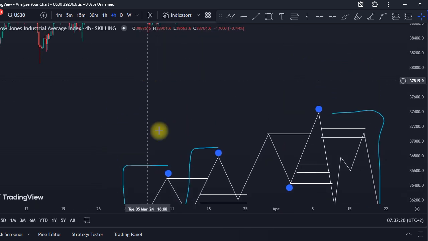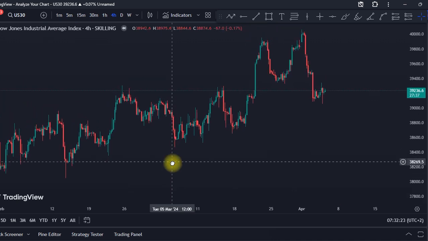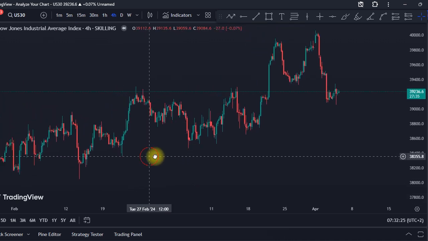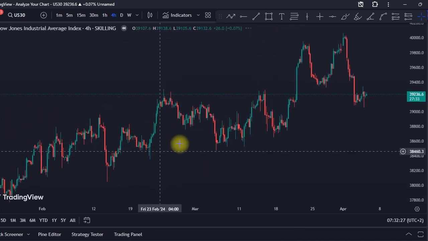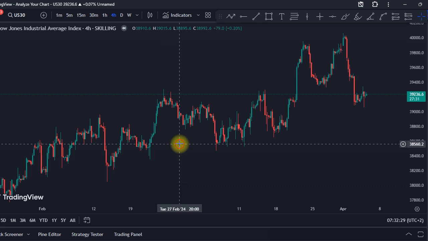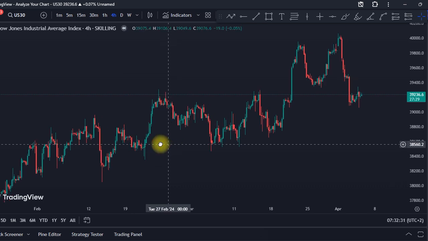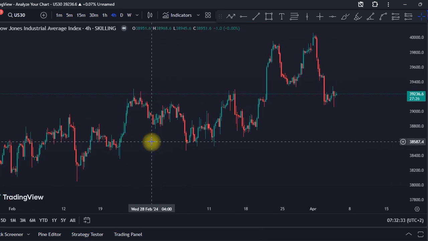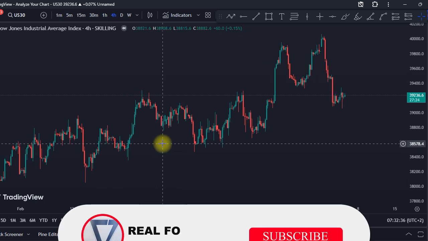Now let's go into a real chart. I have the US30 here on the 4-hour time frame, so I'm going to apply whatever I just said right now on this pair, the US30, and I am also going to be giving you my thoughts of what I think is going to happen in the future from now.